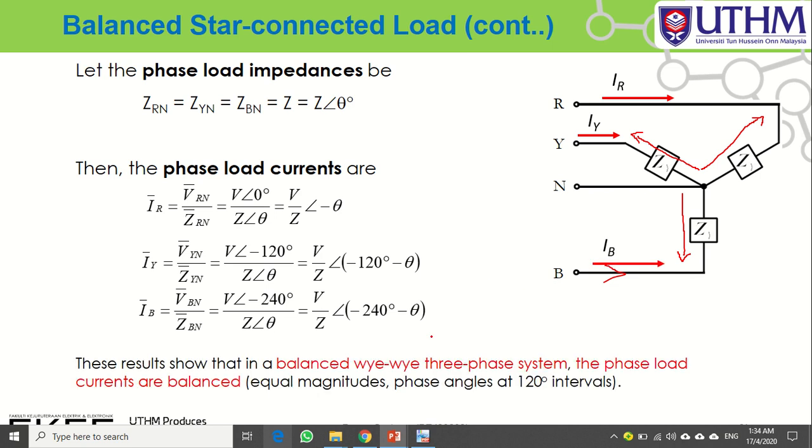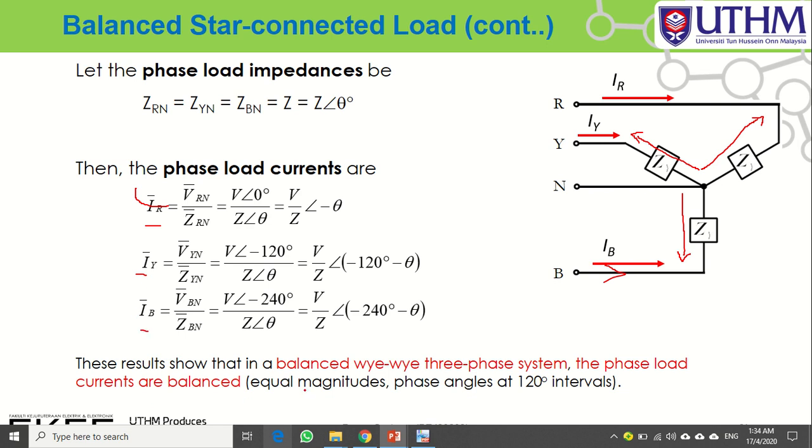So from this analysis, the result shows that in a balanced YY three-phase system, the phase load currents are balanced. These phase load currents IR, IY, and IB are balanced.